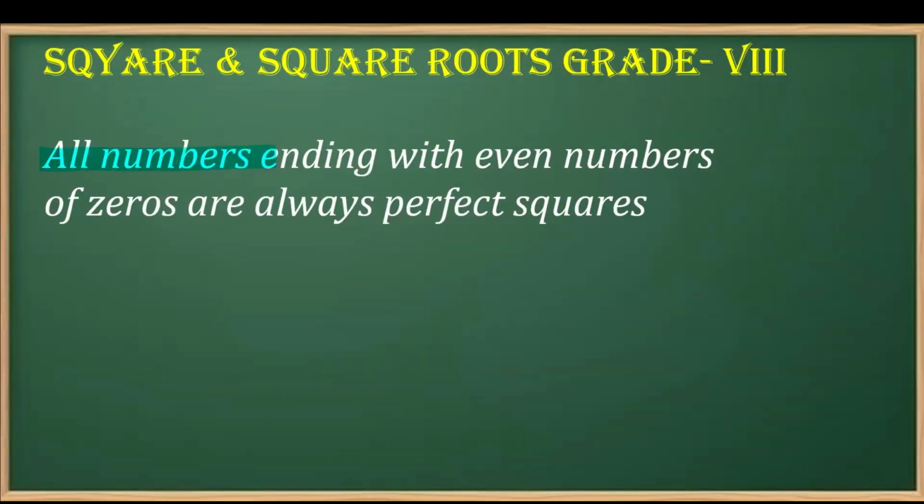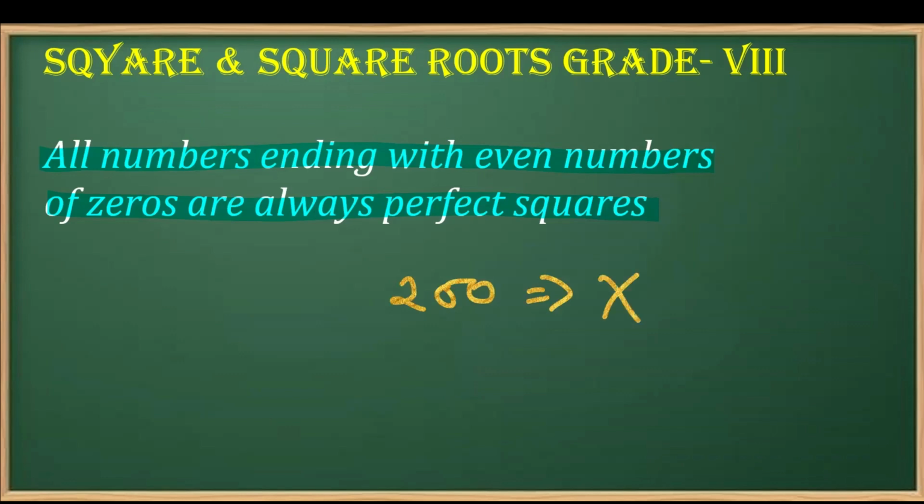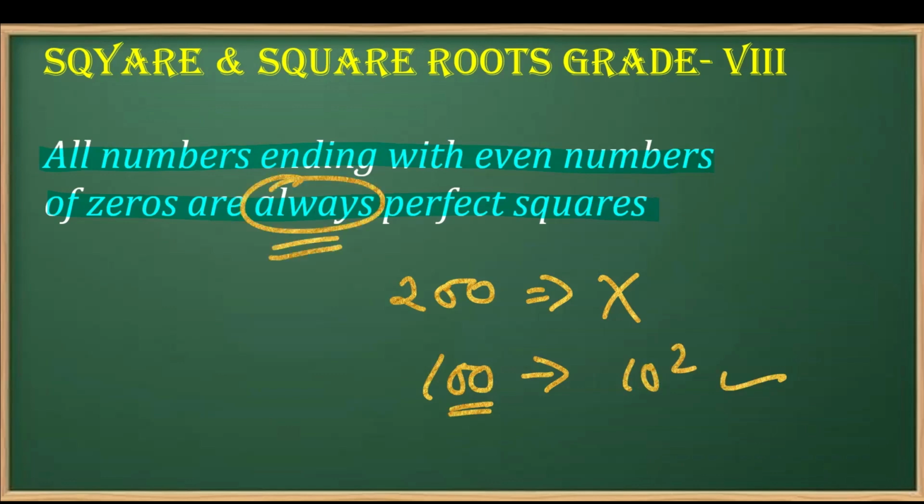The next question says all numbers ending with an even number of zeros are always perfect squares. Well, this is not true. As you know, 200 is ending with 2 zeros, an even number of zeros, but it is not a perfect square. Although 100 is ending with an even number of zeros, it is a square. So this is correct, but it's not always right. Therefore, we'll say that this is a false statement. You should know that not all numbers ending with an even number of zeros will be a square number.